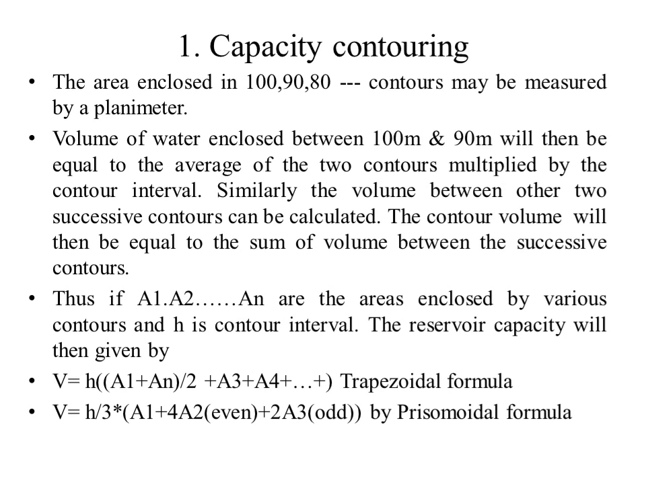If A1, A2, A3 ... An are the areas enclosed by various contours and H is the contour interval, then the reservoir capacity will be given by V equal to H multiplied by (A1 plus An divided by 2 plus A3 plus A4 ...). So this is the trapezoidal formula.